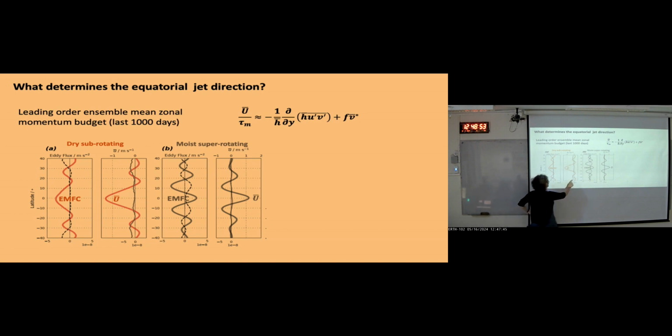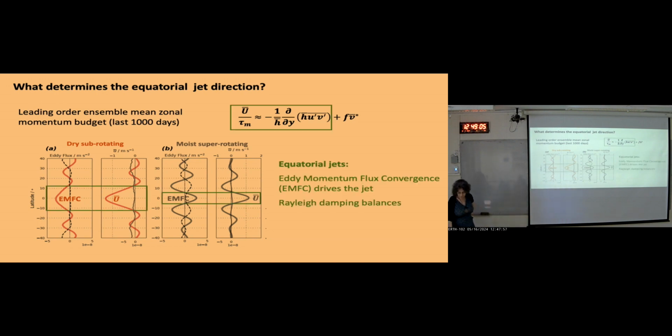There is this FV star term, which is larger in the super-rotating runs. In the subtropics, you don't see it in the sub-rotating runs. So the equatorial jets, eddy momentum flux convergence drives them, and thermal and Rayleigh damping is what balances them. So now I just want to show you what the eddies look like.